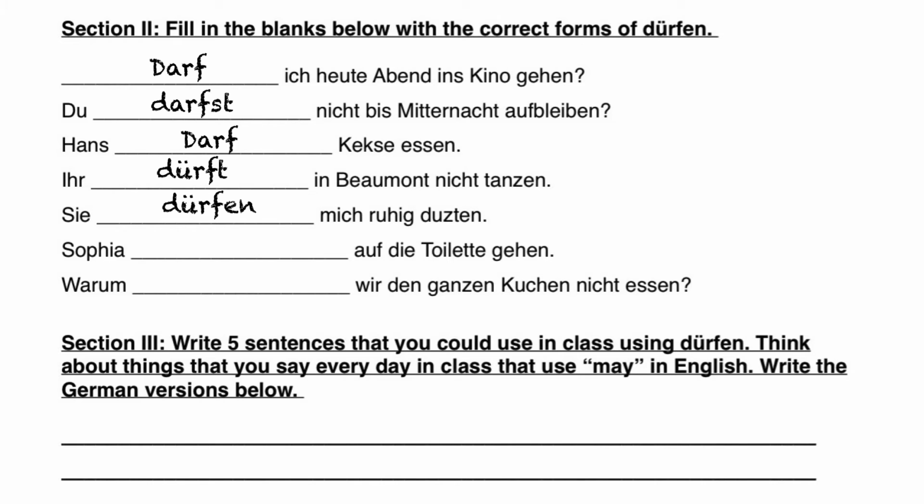Sophia something auf die Toilette gehen. Sophia is our subject here because auf die Toilette is a prepositional phrase and gehen is our infinitive at the end of the sentence. So we have here, Sophia darf auf die Toilette gehen. Sophia is allowed to go to the restroom.